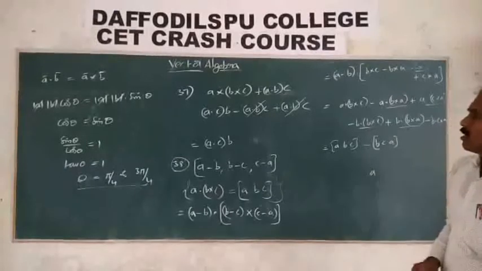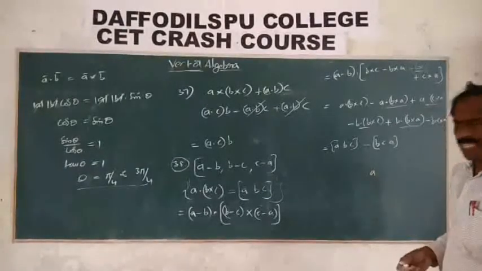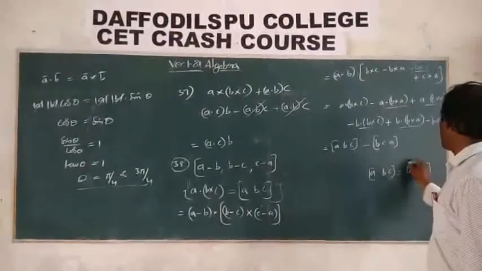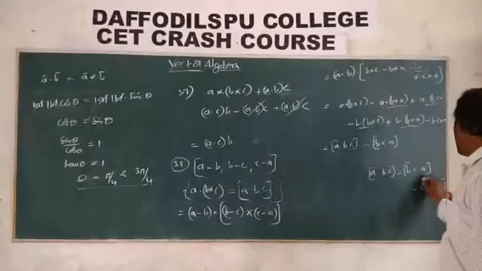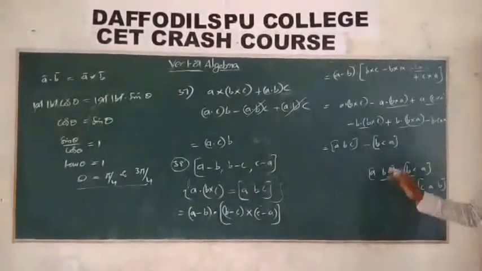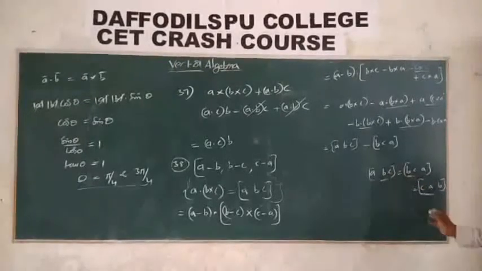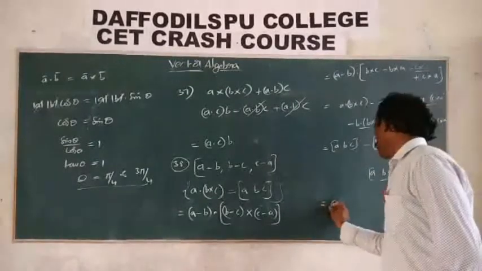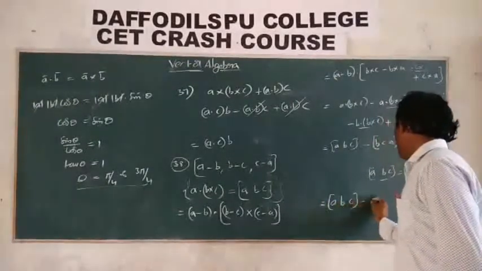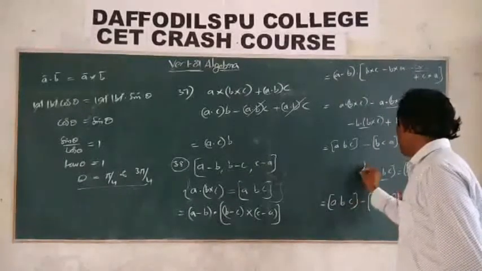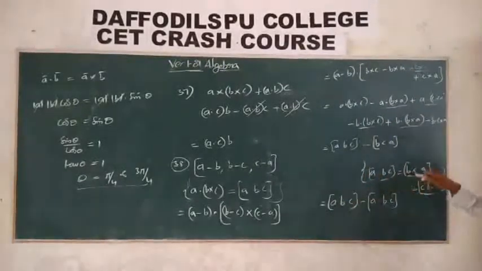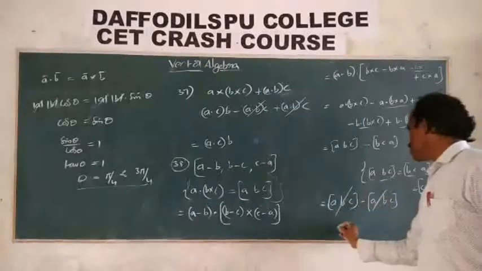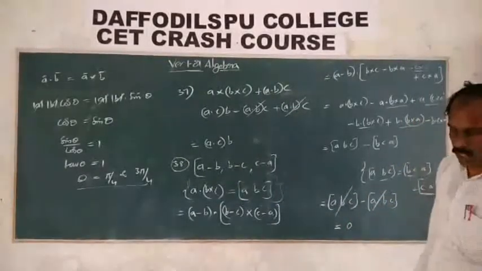We know the sequence: ABC means A dot B cross C, the scalar triple product. ABC is equal to BCA is equal to CAB, all values are the same. So ABC and BCA are the same value. Instead of this one, we take ABC minus ABC. Remember this sequence also: ABC, BCA, CAB all have equal values. So these two values cancel. The answer is 0.